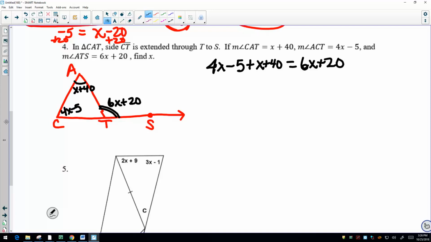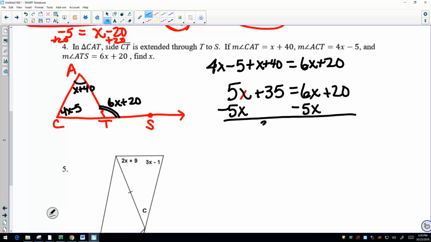Okay, so combining our terms, I would have 5x plus 35 is equal to 6x plus 20. So solving for x, if I move the 5x over, I'm going to have 35 equals x plus 20, and solving for x, subtracting over the 20, I'm going to find x is 15. And in this problem, all we had to do is find x.